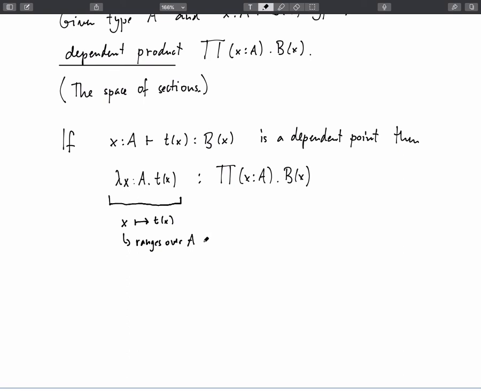So what are some equations? What can we do with functions? Given, say, some f, it's traditional to use the symbol f for elements of this, because they're functions. Given f in pi x:A B of x and some point t in A, what can you do? You can say f of t, and so that will land you where?